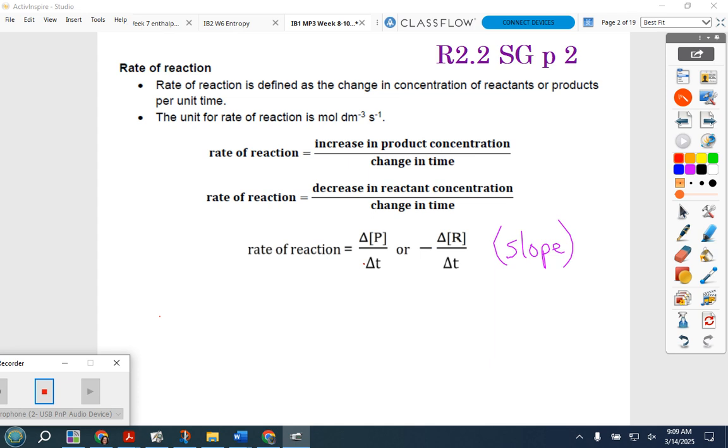And we just talked about how the reaction rate is typically measured in terms of concentration, because most of our reactions are done in solution. So it's the change in concentration of reactants or products per unit time. We can either talk about an increase in products per time or a decrease in reactants per time. So that is pretty much how we're going to calculate rate. And as Jocelyn mentioned, this basically looks like the slope of a graph, and we'll come back to that in a minute.